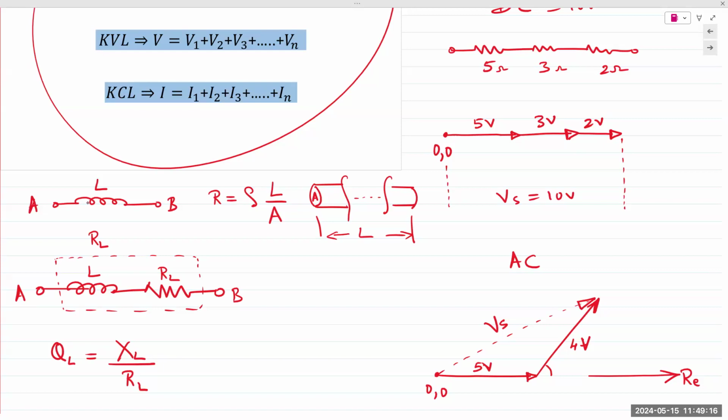But again, this is something that even if you're not taking the lab, you should be aware of. Q for an inductor describes the ratio of its reactance to its resistance. It's a dimensionless quantity, no units, because units for reactance is ohms, units for resistance is also ohms. And what you're doing in this week's lab is verifying KVL using graphical methods. Okay, you're verifying KVL using graphical methods.